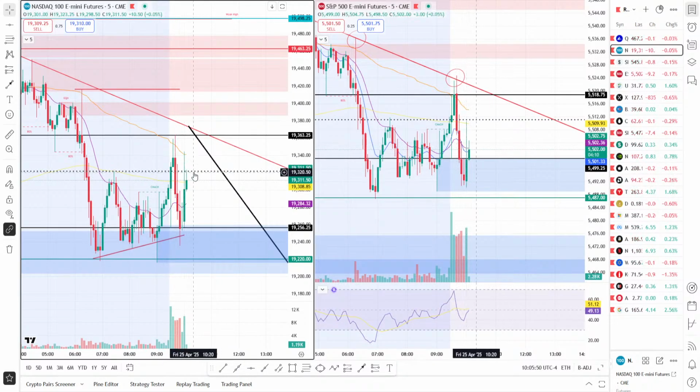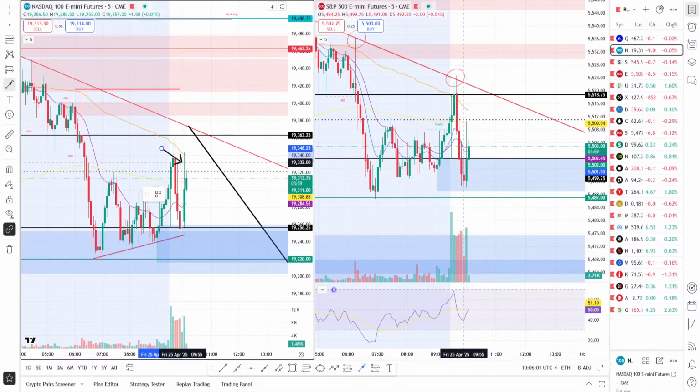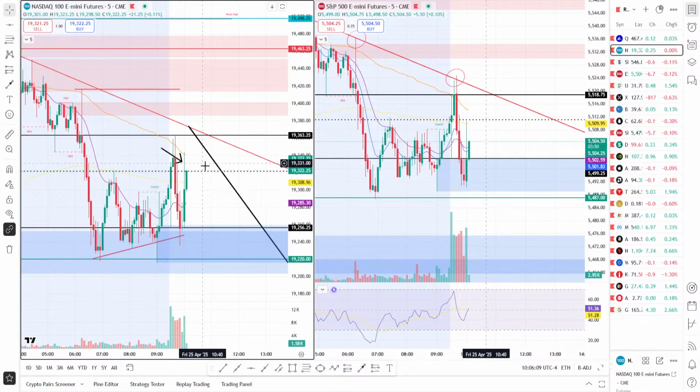If we close above yesterday's price here, we might go back up to these highs. But I'd like to see first if the buyers can hold above yesterday's close. And then we've got the VWAP right above that, so be careful right here.